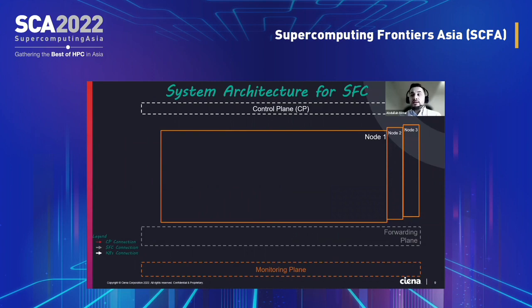In this slide, I will present the system architecture that includes all related components to perform service function chaining in Kubernetes using the NSM framework. We have a control plane, a Kubernetes cluster consisting of multiple nodes. They can be virtualized or bare metal, a forwarding plane, and a monitoring plane. The NSM framework is installed in the cluster.